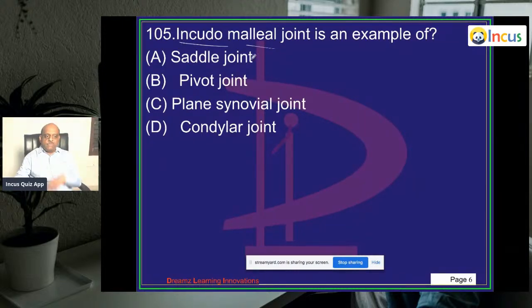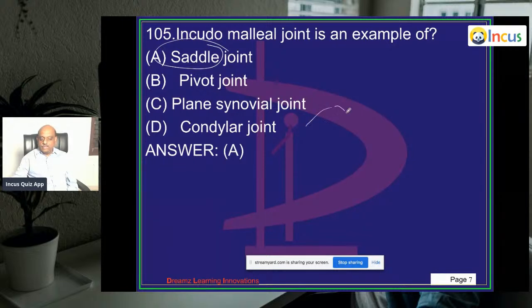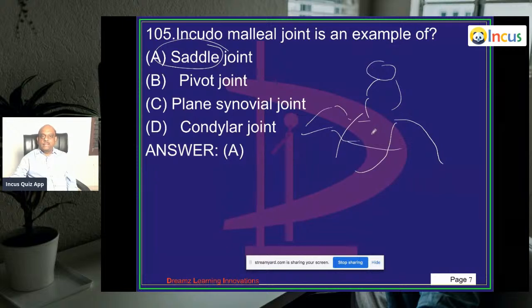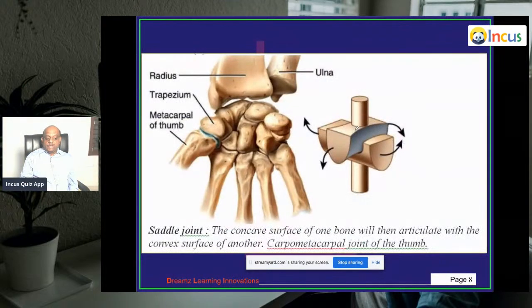Incudo-malleolar joint between incus and malleus. What is it an example of? It is called a saddle joint. So there is a horse, and there is a horseman sitting on the horse. What he is sitting on is called a saddle. So the joint between incus and malleus is a saddle joint, is what you need to remember.